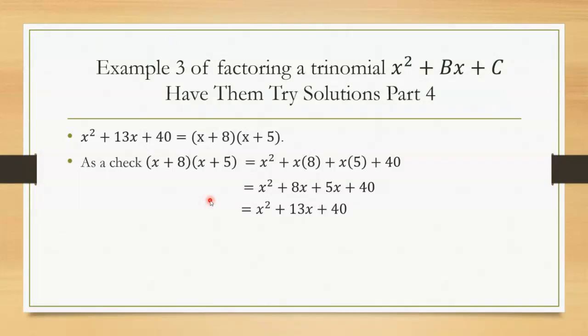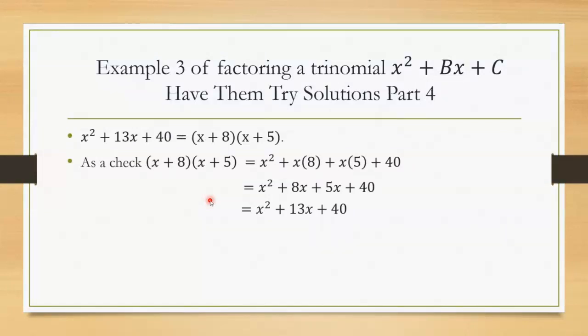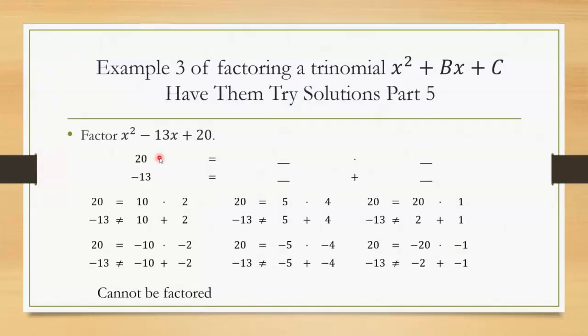Now I said the last one was a little tricky, right? Let me just keep on. For the last one, right, we want two numbers whose product is 20. The sum is negative 13. Okay? So what I did was I tried different numbers. Okay, what about 10 and 2? That's not going to work, right? Because 10 times 2 is 20, but the sum is 12, not negative 13. Same thing with 5 and 4. The product is 20, but the sum is not negative 13.